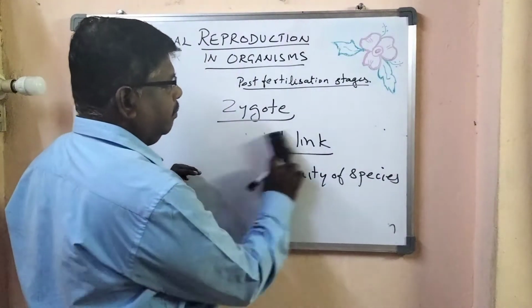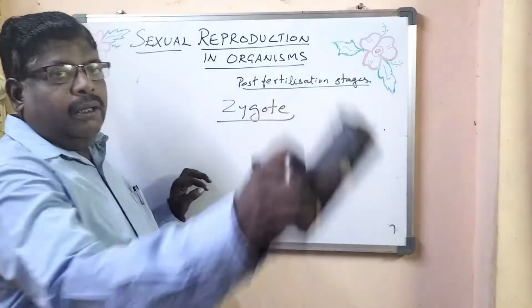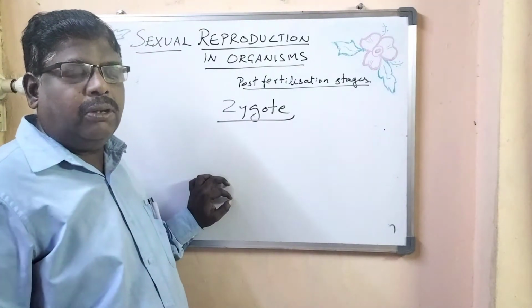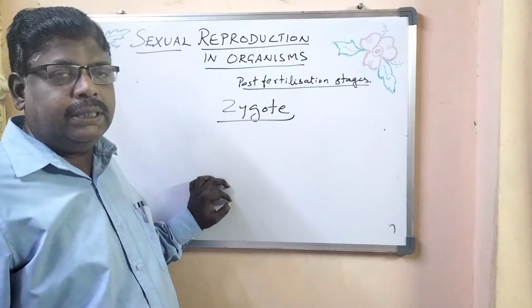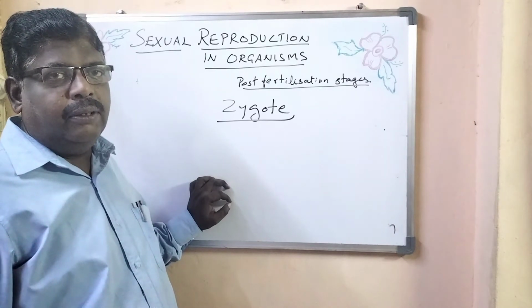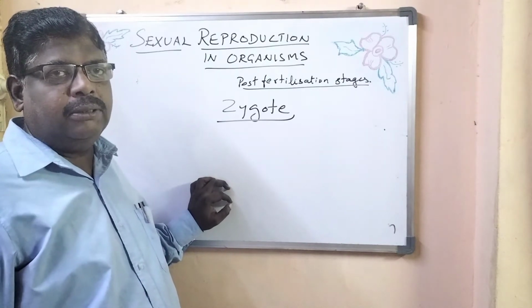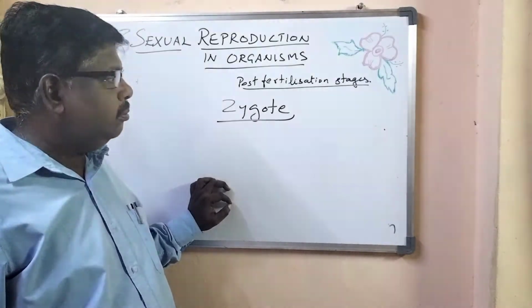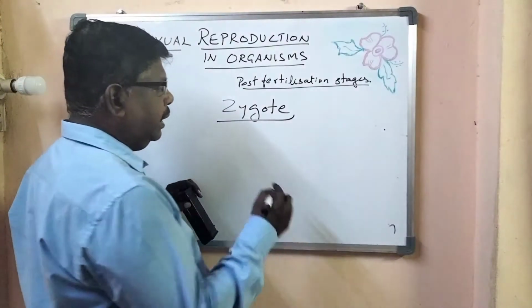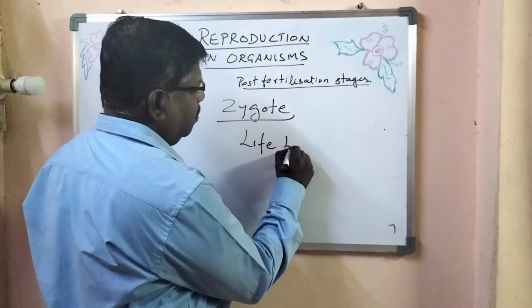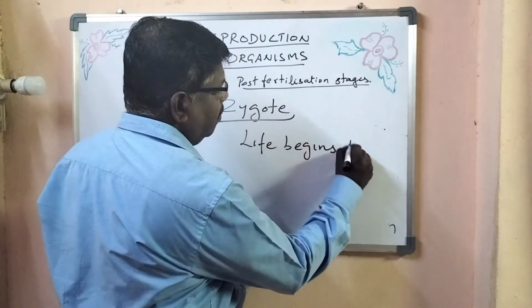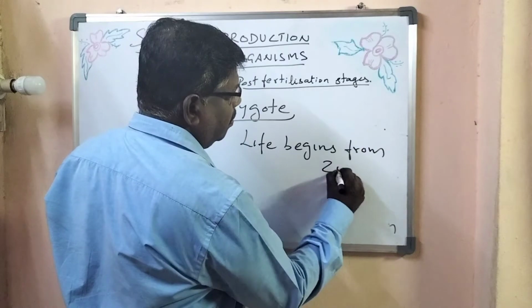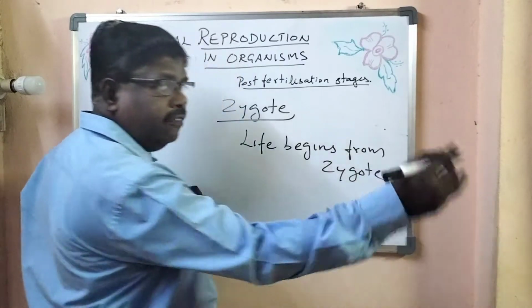Then, in sexually reproducing organisms, life begins with zygote. Including human beings, we all started from a single cell diploid zygote. So life begins from zygote.